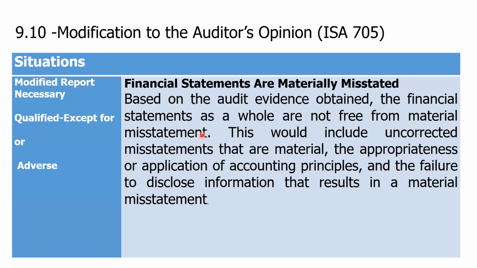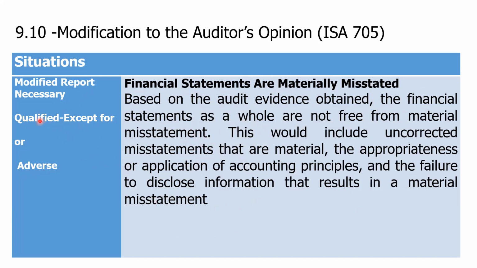And this would include uncorrected misstatements that are material and what? The appropriateness of application of accounting policy, the failure to disclose information and all that. Whenever some of these things happen, then the auditor is likely to issue a qualified except for opinion or an adverse opinion. Very soon I'll tell you when he gives the qualified except for and when he will give the adverse. But at this point, what I want you to know is that here the auditor has received the necessary information. He has received the necessary audit evidence. But then he thinks that the financial statement is not free from material misstatement. He disagrees with the figures in there.